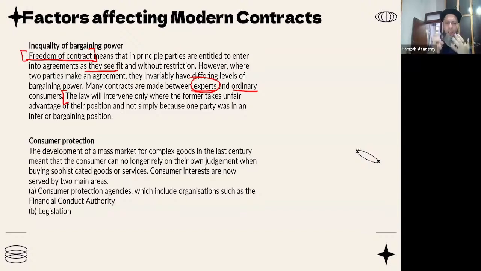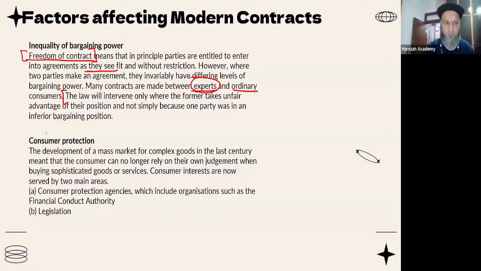Now here, what usually happens is that online, when you see a product, because of the photography and videography and the animation and things like that, the product may seem way better than it actually is. Now if I'm buying just by watching it, and the seller is in a higher bargaining position to convince me, law will intervene.